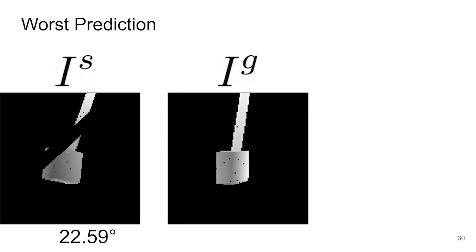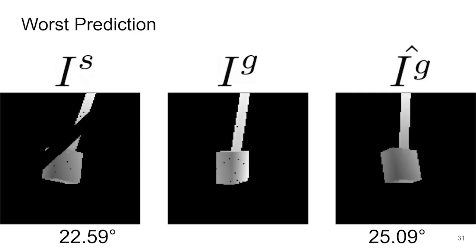For this start and goal image pair, for this hammer object with a tilted handle, the proposed prediction will actually increase the error from 23 degrees to 25 degrees.